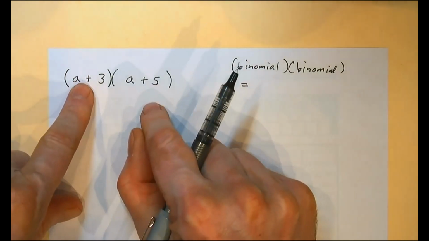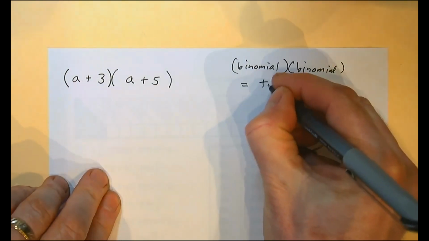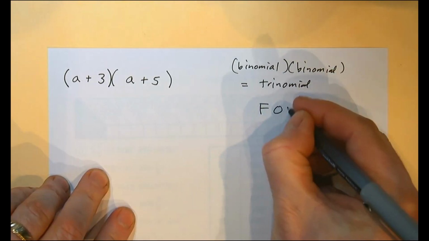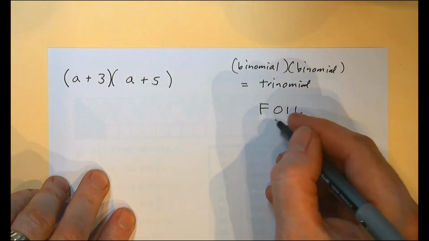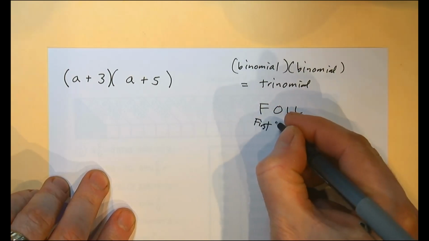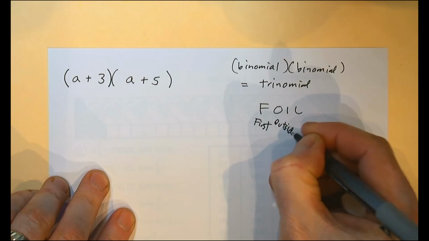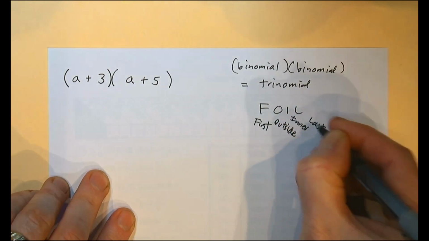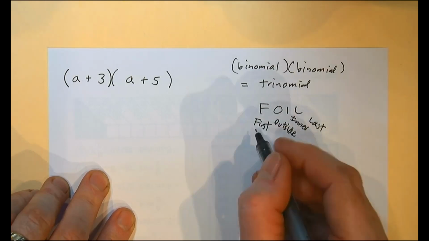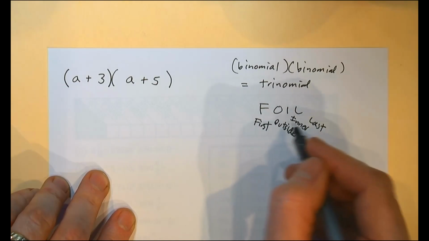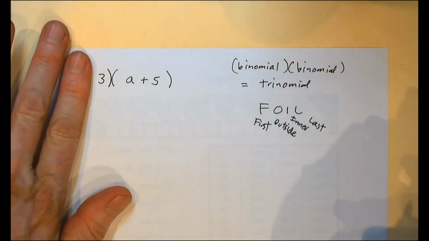I got 2 pieces, and the answer is a trinomial. This procedure is called FOIL, which is an abbreviation for first, outside or outer, inner, and last. That's where I'm going to say this word. We say FOIL. You go, what do you mean first, outside, inner, last? F-O-I-L. You don't even have to know this acronym. All you have to do is know how to distribute.